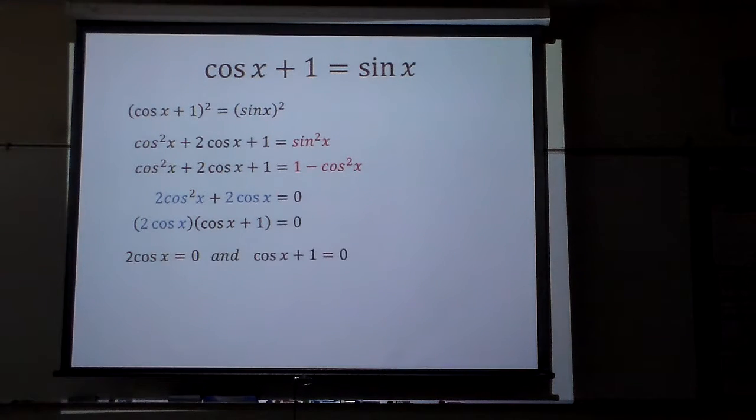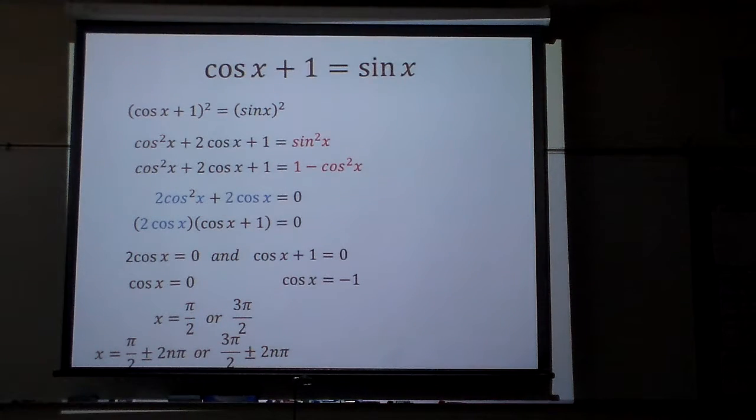Okay. And then right here, 2 cosine x equals 0. Well, divide by 2. Where's cosine x equals 0? At pi over 2 or 3 pi over 2. It does occur 2 times where cosine is 0. And then don't forget your plus or minus 2n pi. Here I'm going to subtract 1. Where's cosine equal to negative 1?